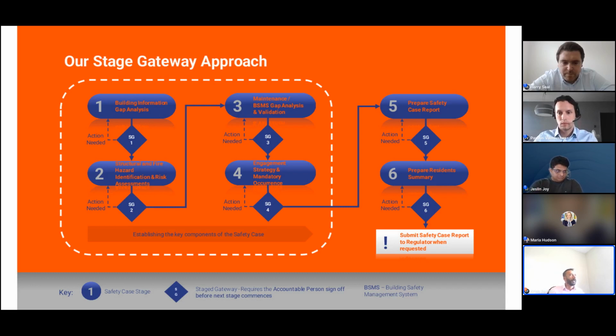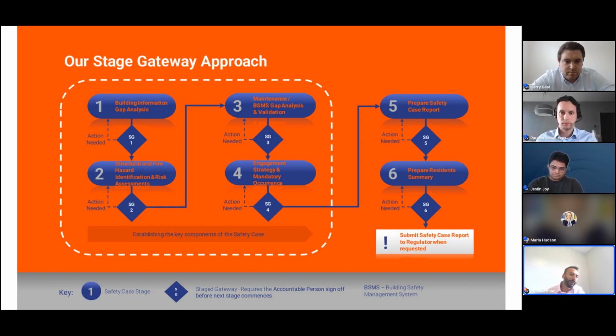So if we look, this is our stage gateway approach for safety case partnership. If we look at the first building block, it's all about building information. It's about the collection of this information, and inevitably there will be gaps. So one of the key actions will be required to fill these gaps. And once we have all the relevant information together, we can move on to stage 2, which is a highly structured process called HIRA, hazard identification and risk assessment.